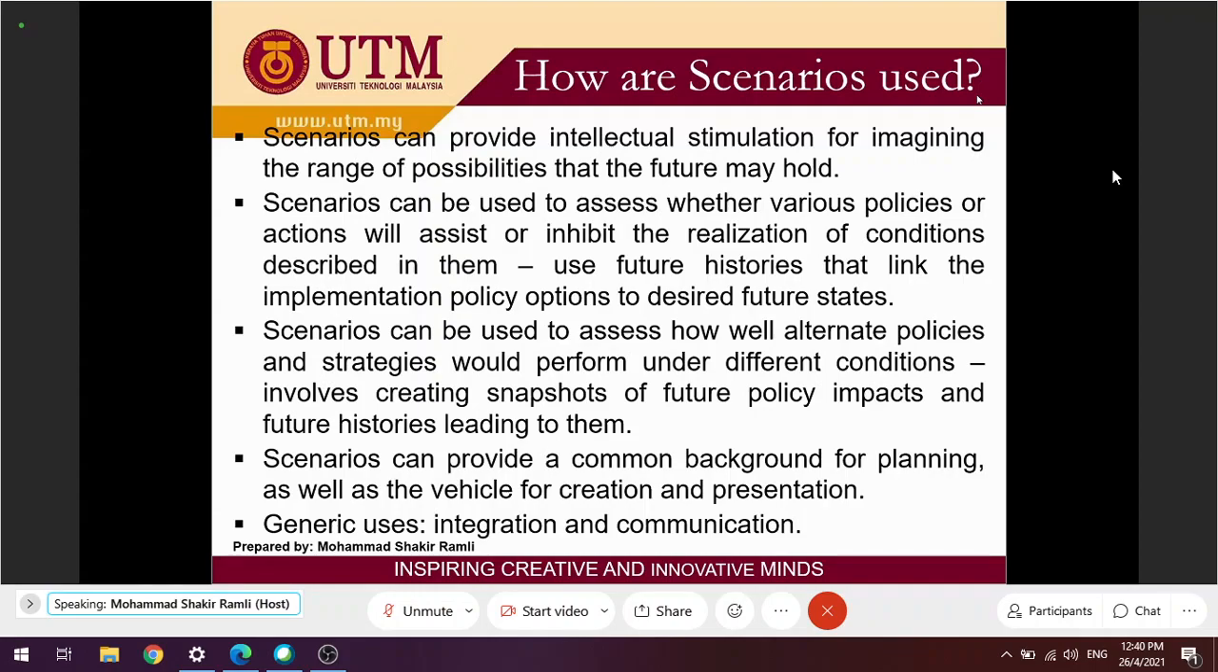Scenarios can also stimulate intellect and creativity about the future. By looking at a scenario, people can imagine, for example, a futuristic city, a futuristic living lifestyle, and so on, though to some extent it's just imagination. As I told you, one example is the overestimation in space exploration technology development.